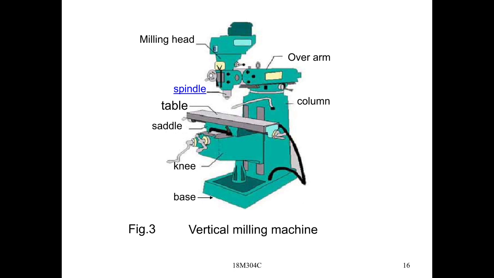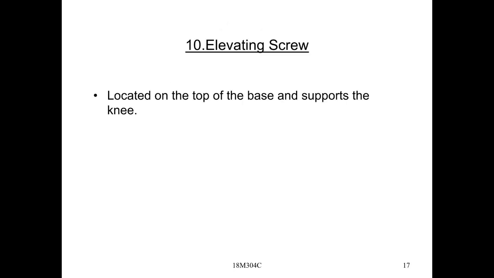So right, this is the column and knee type of milling machine, you can observe. The first one is the base, second is the knee, third the saddle, table, spindle, milling head, overarm, column. These are the main parts of a vertical milling machine. In that, the workpiece is always placed on the table, and only the cutter is easily movable. Then next one, elevating screw.